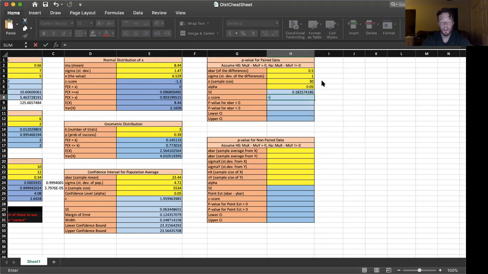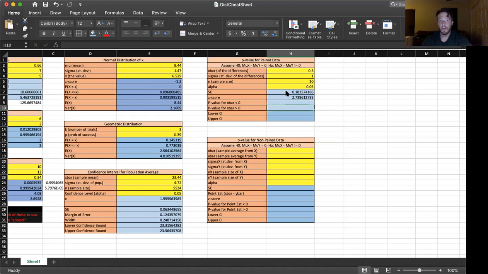Our z-score, similarly, is going to be our x bar, our point estimate, minus our mu. So what's our mu here? Whenever we did these sorts of tests, we were usually interested in whether or not the mean of the differences was equal to 0 or not equal to 0, which you can see up here in the hypothesis test that I wrote out. So our mu is actually 0, and we want to divide by the standard error to get the z-score.